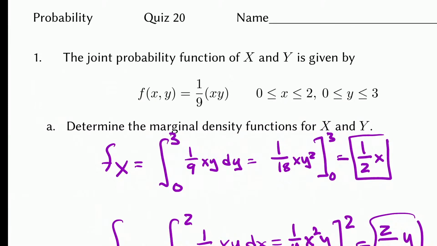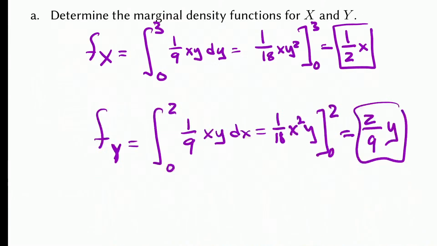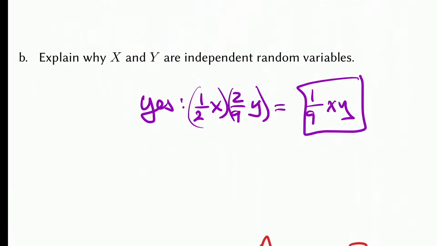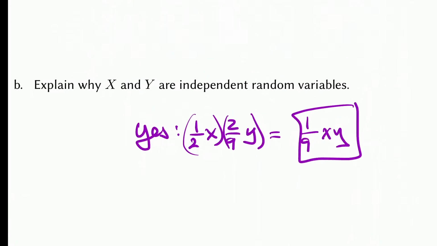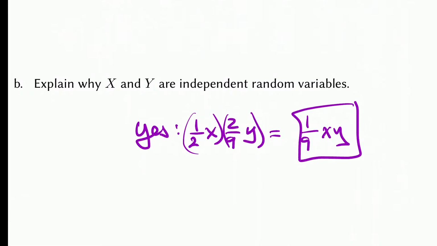And then why is this? Why are they independent? I saw various sentences, but I just did this. Yes, because there it is: the product of the two marginal densities is equal to this. Someone said it's factorable. Okay, you can factor whatever.